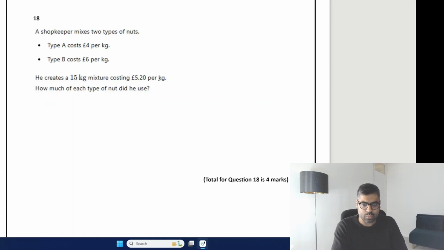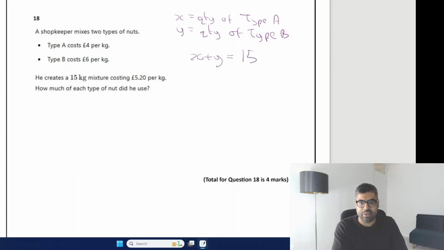Can we form any equations? Well, let's define the variables first. Let's call x the quantity of type A, and let's call y the quantity of type B. So we know when we add A to B, that's the total weight, and that's going to create 15 kilograms. So that is our first equation. We're going to have x plus y equals 15. So our quantity of A plus our quantity of B is going to give us 15 kg, or 15 in this case.